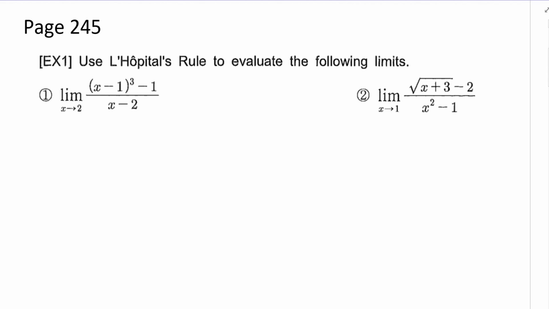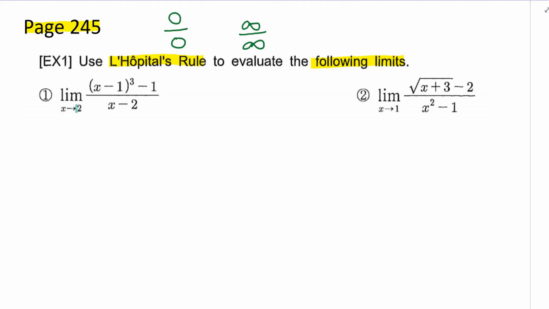I'm now moving on to page 245 in your workbook, and on page 245 I need to use L'Hopital's rule to evaluate the following limit problems. Now when you're using L'Hopital's rule, you always need to do a direct substitution first, and if you ever get a limit in the form of 0 over 0 or infinity over infinity, then you can use L'Hopital's rule. Alright, so let's take a look at question number 1.